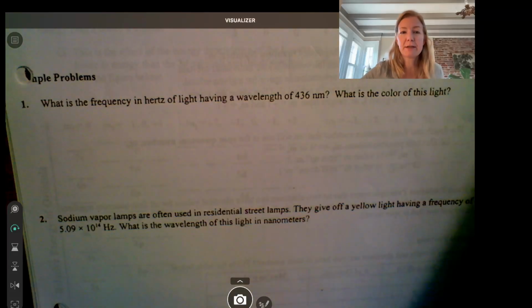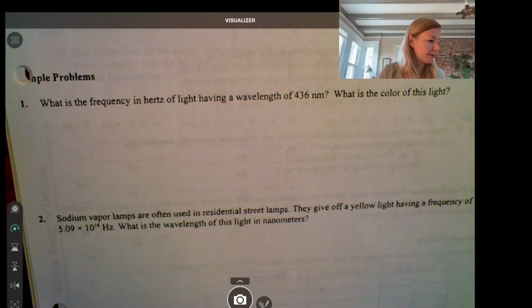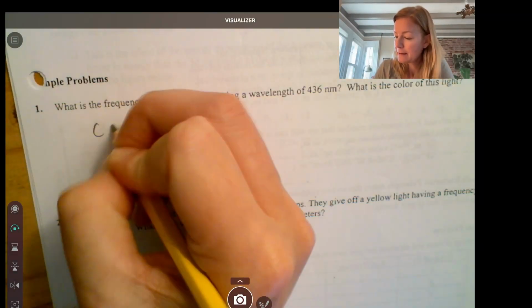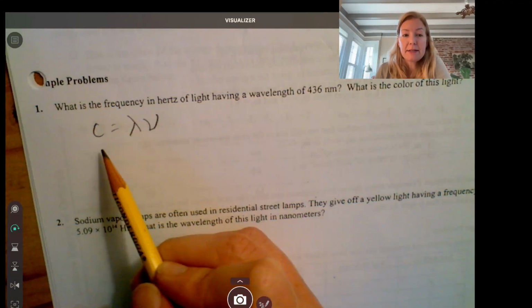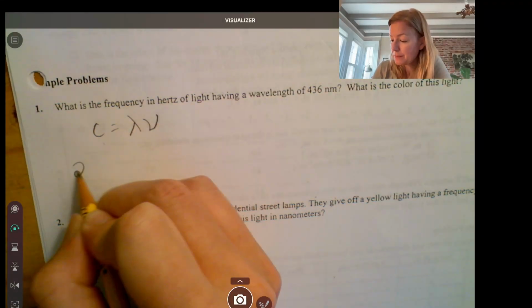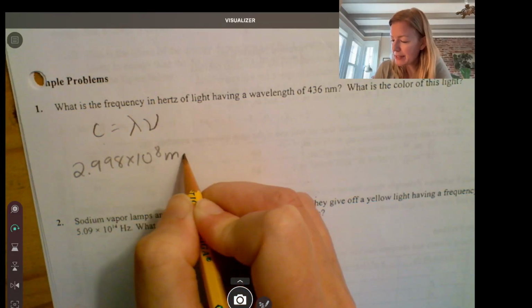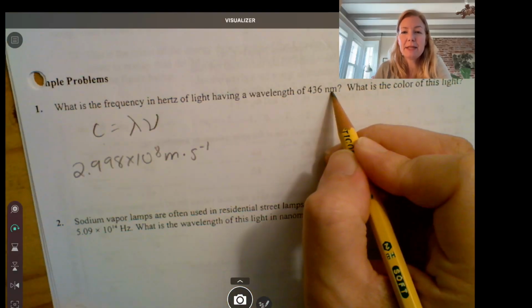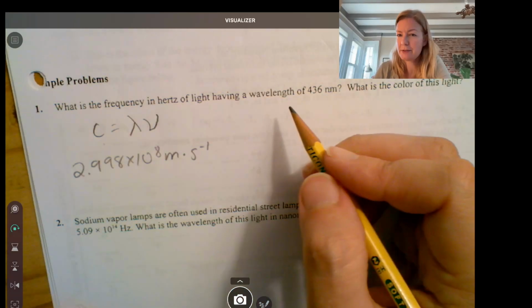So what is the frequency in hertz? We're given the wavelength. We want to know the frequency. So the formula that has wavelength and frequency is this one, c equals lambda times nu. The problem is c, the speed of light, is in meters per second, or meters times seconds to the -1. So we've got to get this to meters before we plug it in. We can't plug it in nanometers because then the units won't cancel correctly.